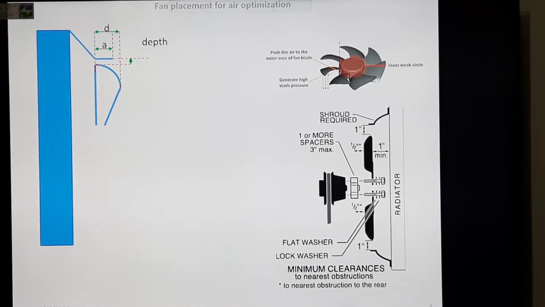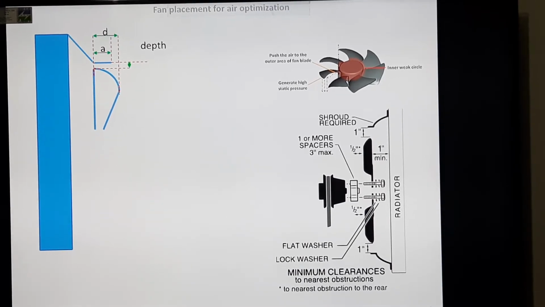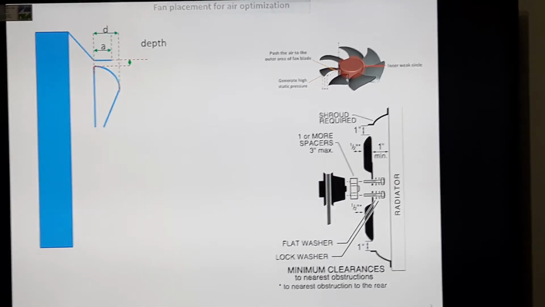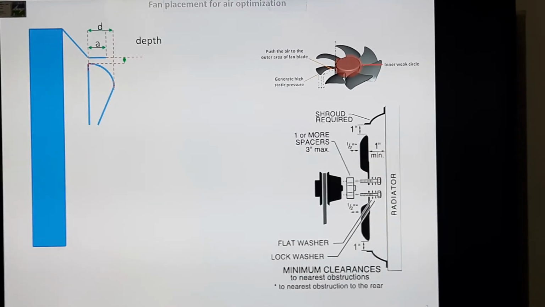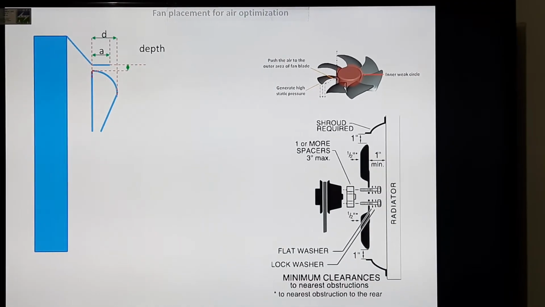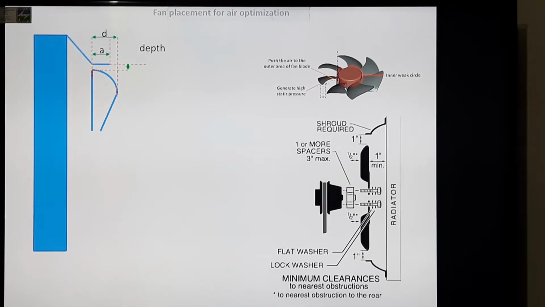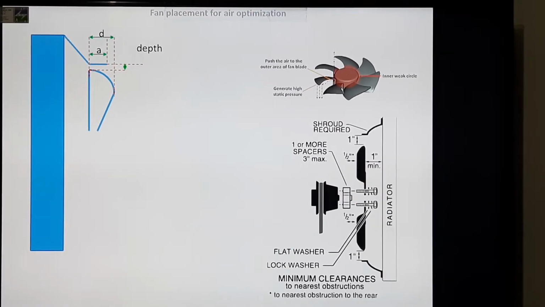So this is about the fan placement for the air optimization. Generally, fan immersion improves the airflow across the cooler because it sucks more and more air. When your fan immersion is 2 by 3rd, it will give you the optimized air across the system with the same power consumption.